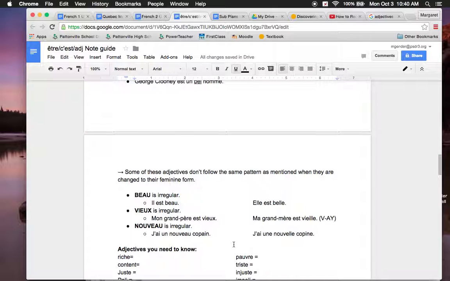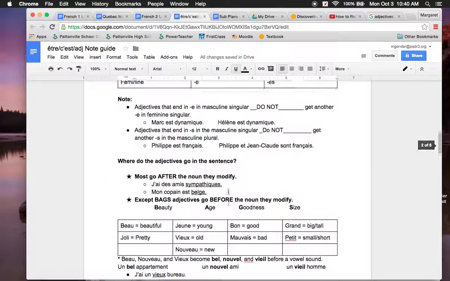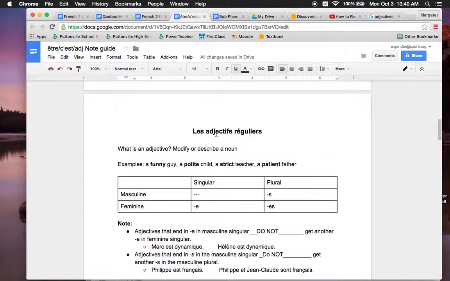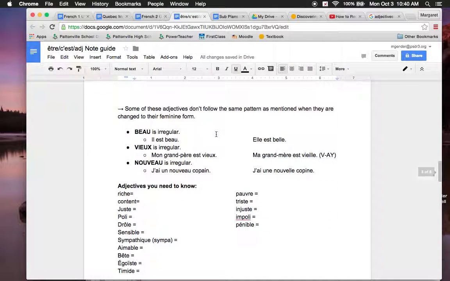Now, at the beginning of this, I said it was regular adjectives. Of course, never completely regular. So some of these adjectives don't follow the same pattern as we mentioned. They are going to change their feminine form. Most of them are still going to follow this normal pattern like we've got right here. But these little guys change. So beau is irregular. Il est beau is he is beautiful, but elle est belle.